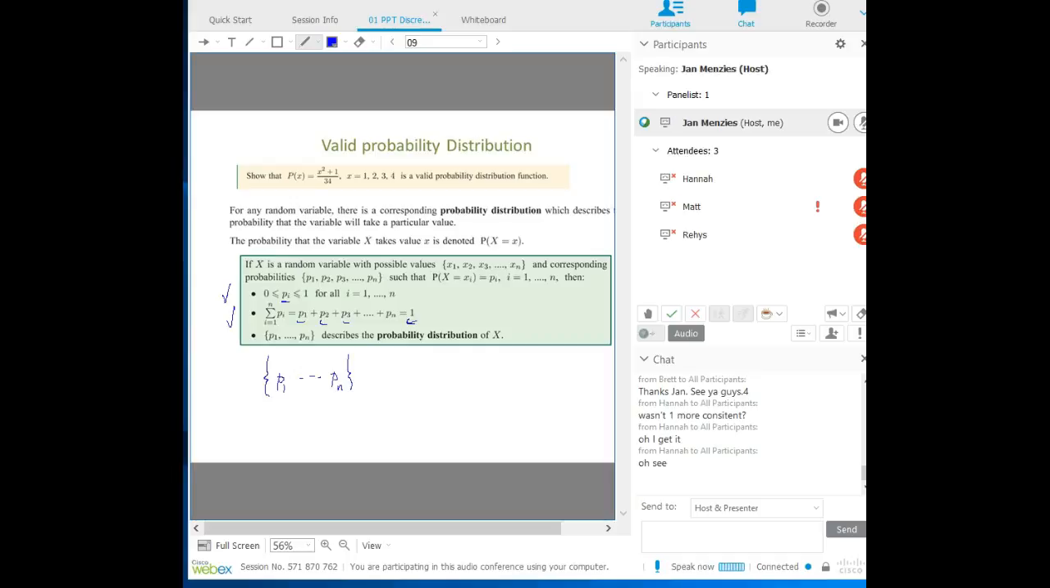So can I have a tick? Is all of that notation similar? People used to using the sigma for sum. Are people comfortable, or is it new? Tick if you're comfortable with it. Cross if it's new. Okay, thank you.